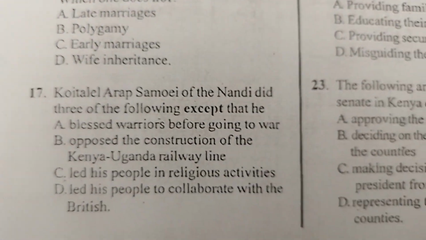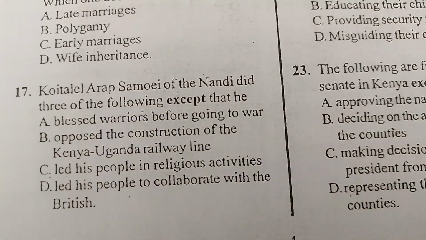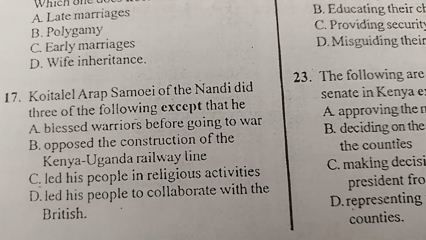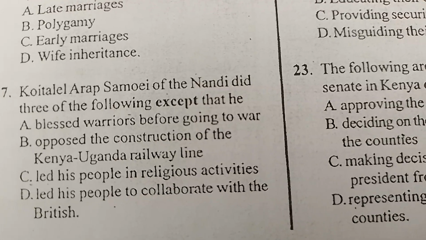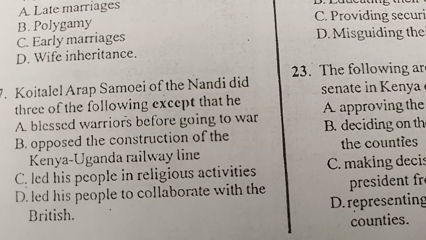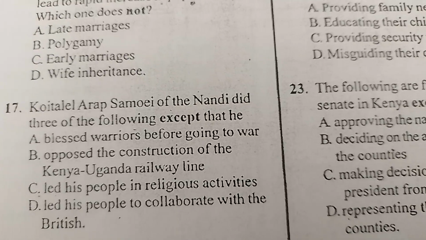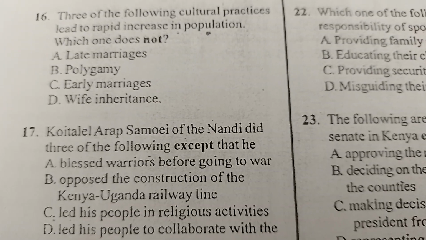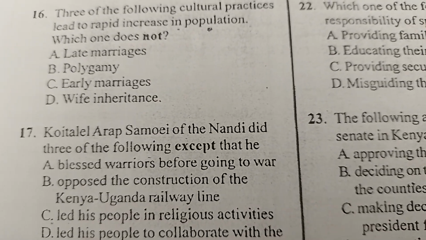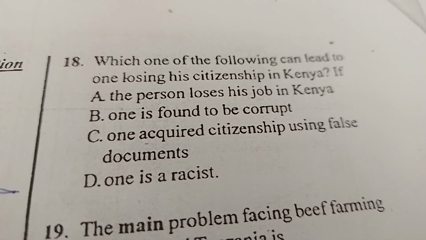Koitalel Arap Samoei of the Nandi did three of the following except: blessed warriors before going to war, yes. Opposing the construction of the Kenya-Uganda Railway, yes. He led his people in religious activities, yes. He led his people to collaborate. Koitalel Arap Samoei from the Nandi never collaborated. He resisted. In fact, he has the longest history in Kenya, he was the longest resisting member in Kenya. He resisted against the invasion of the white people on his land.